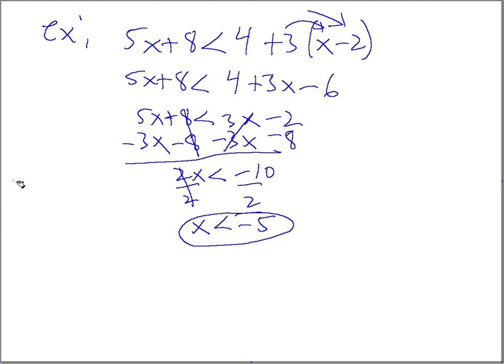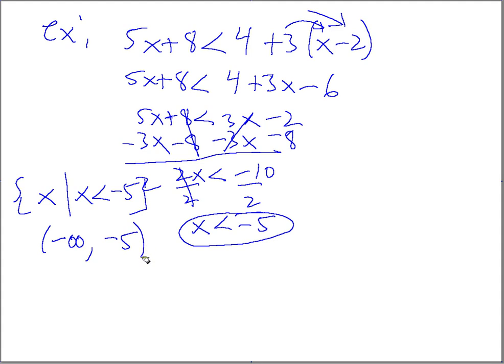Let's look at set builder notation again. That's going to be all real numbers x such that x is what? Less than negative 5. No big deal there. All real numbers less than negative 5. Interval notation then will be what? From negative infinity up to negative 5, but not including it. So it's negative infinity, comma, negative 5, with a parenthesis on negative 5, not a bracket. Make sure we're comfortable with both notations, set builder and interval notation, to express our solution.